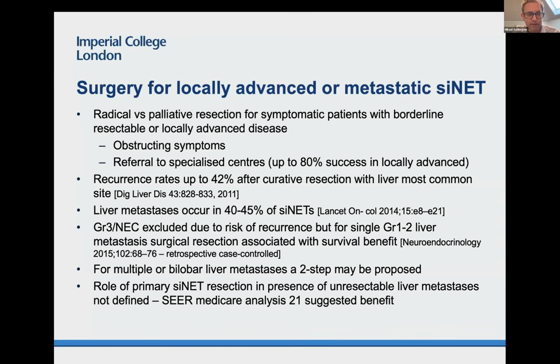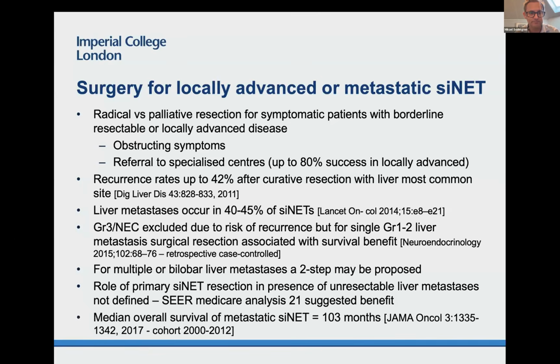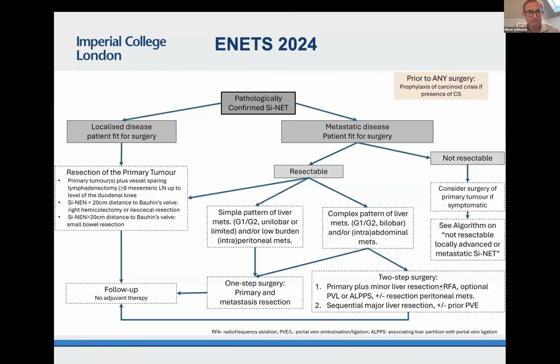The role of primary resection in the presence of unresectable liver metastasis is not clearly defined, but there is a publication from 2 years ago, in 2021, from the SEER Medicare database in the States that did suggest some benefit, although this is relatively preliminary data and is not part of any guidelines as of yet. And the median overall survival of metastatic small bowel mets is 103 months.